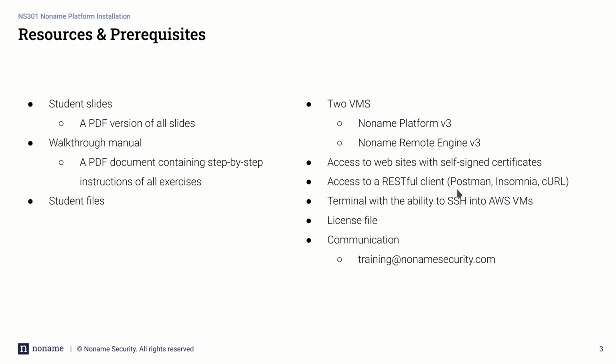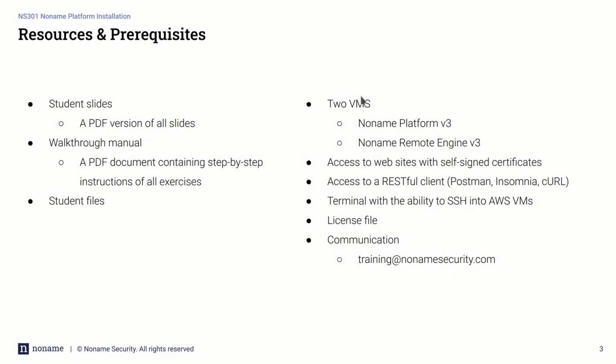I will be using Postman in this course. Your manual contains the curl commands if you prefer curl, but I will be using Postman primarily because it's the most common RESTful client out there, and so on. We need access to a terminal so that we are able to SSH into the VMs. They're of the AWS kind, they're EC2s. Right? We need access to a license file. And for any questions, any issues, any comments, training at thenamesecurity.com.